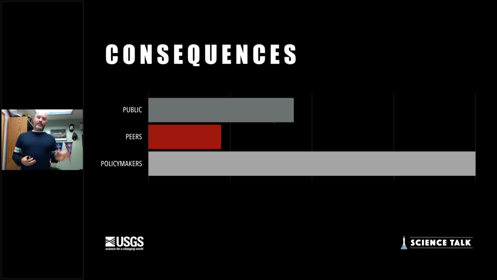Peers generally are supportive. They're doing it for the same reasons you are, so you don't necessarily need to explain yourself as much for them. But for policymakers, it's extremely important to emphasize what's going on, why it matters, what can be done about it, and what the consequences of the research you're doing are.